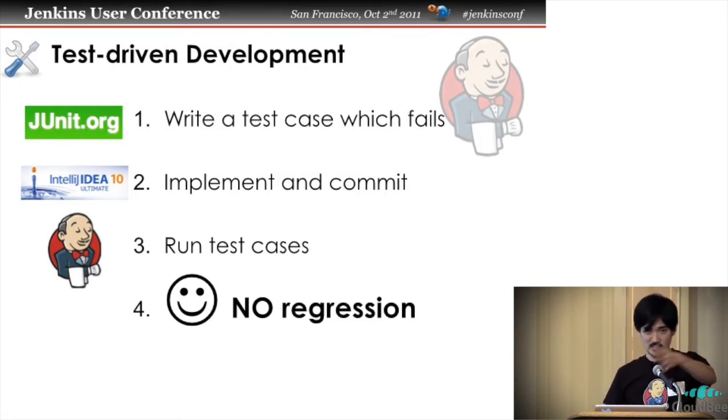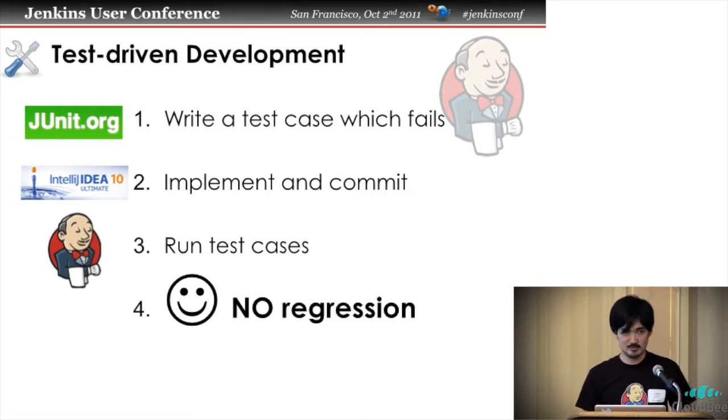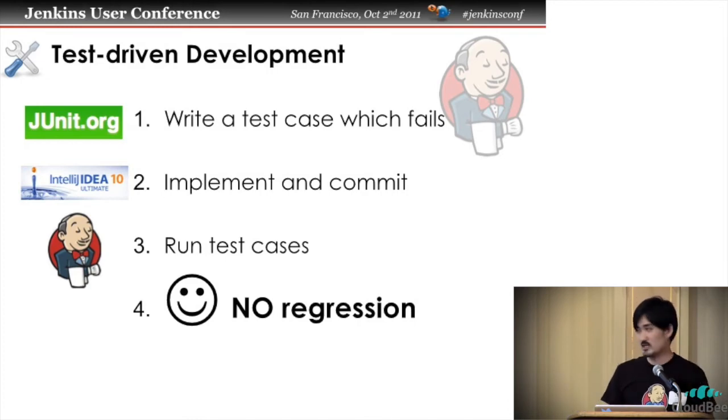And we also respect test-driven development, as always. Of course, everyone in this room respects test-driven development, I believe. Firstly, I write test cases for the new feature or bugs, and then I fix or implement it and commit. And Jenkins will run all test cases. And in theory, there should be no regression, of course.